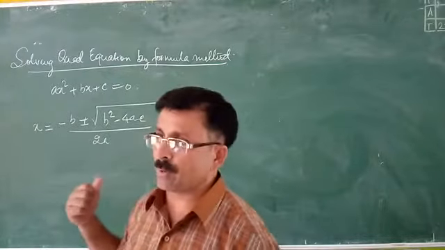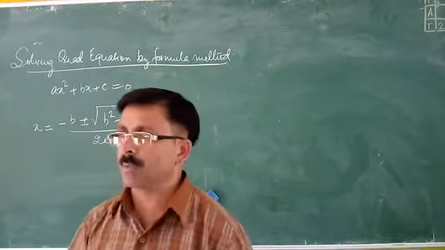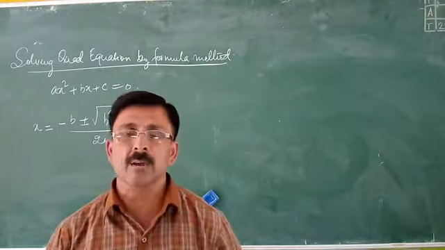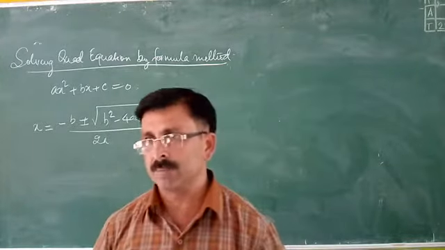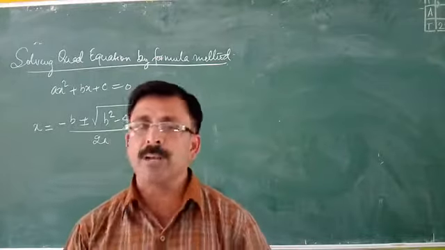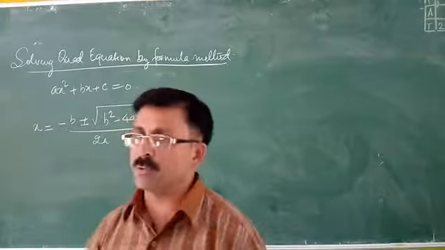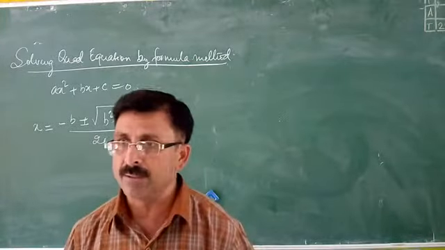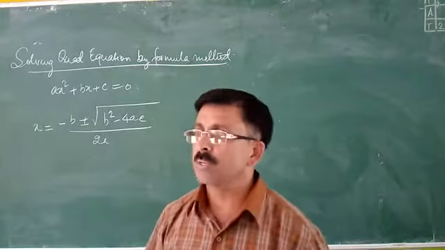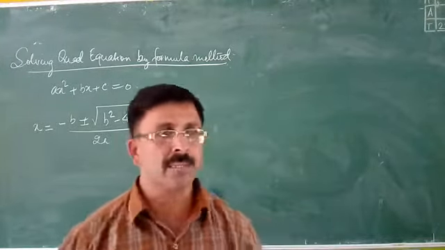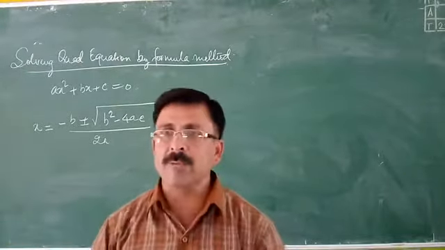Now the standard form of a quadratic equation is ax square plus bx plus c, where a is the coefficient of x square, b is the coefficient of x, and c is the constant. So we have to recognize what is a, b, and then c. Because in the formula we are going to use the values of a, b, and then c only. See the formula? The formula is x is equal to minus b plus minus root over b square minus 4ac divided by 2a.